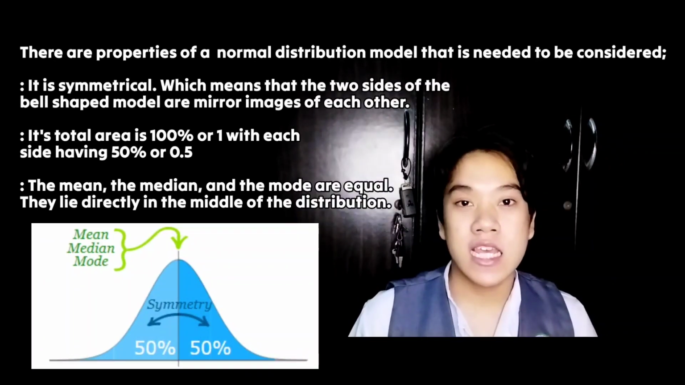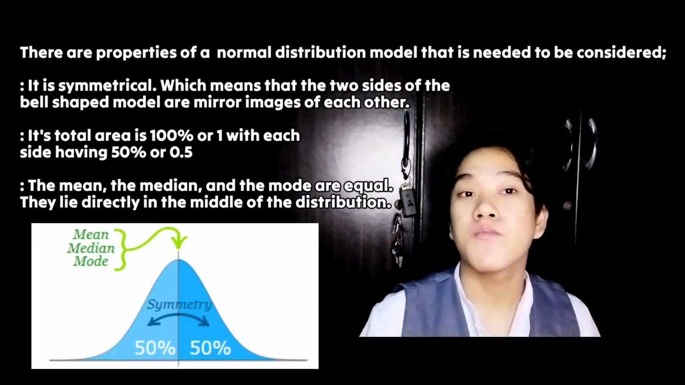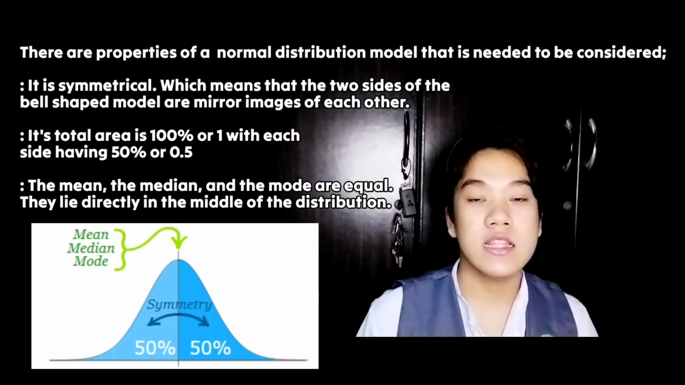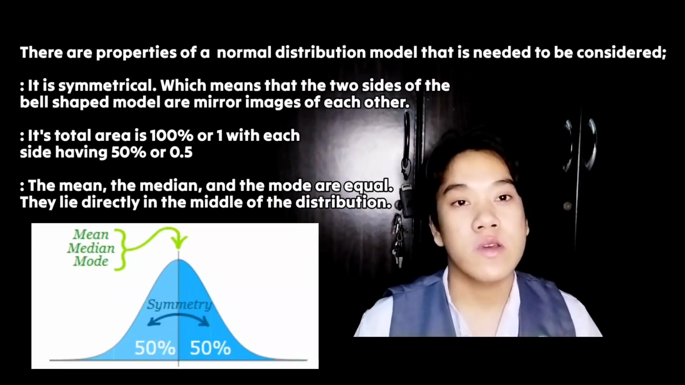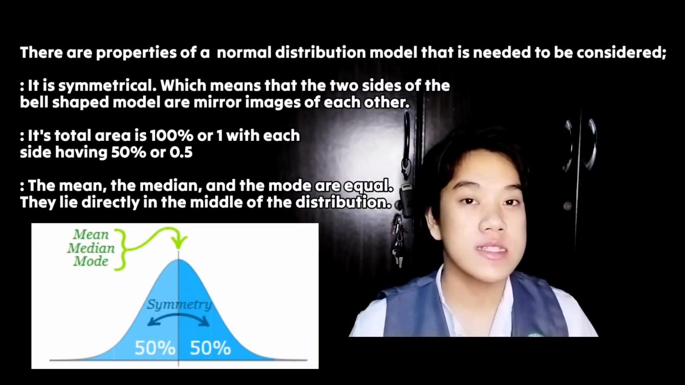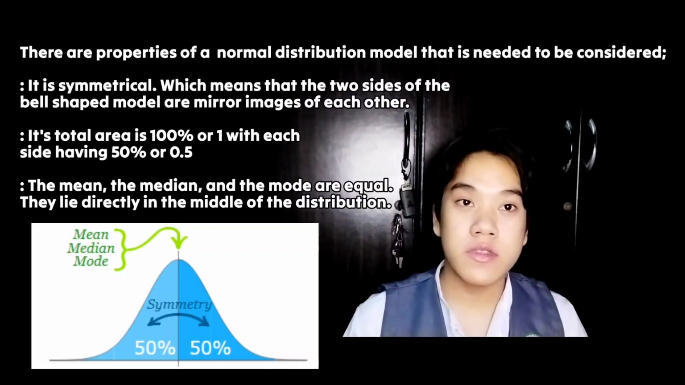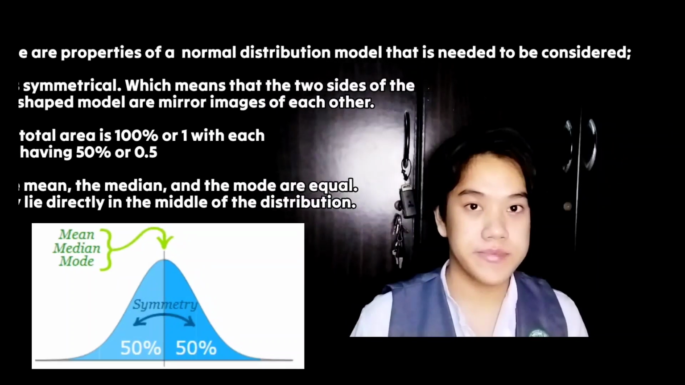There are properties of a normal distribution model that need to be considered first. Number 1 is that it is symmetrical, which means that the two sides of the bell-shaped curve are mirror images of each other. Second is that its total area is equal to 100% or 1, with each side having 50% or 0.5. And lastly, the mean, the median, and the mode are equal. They lie directly in the middle of the distribution.